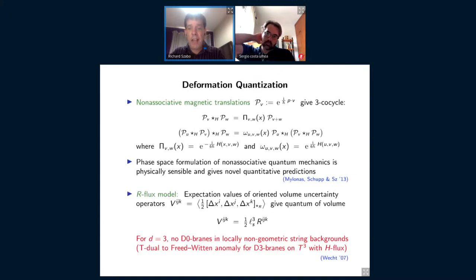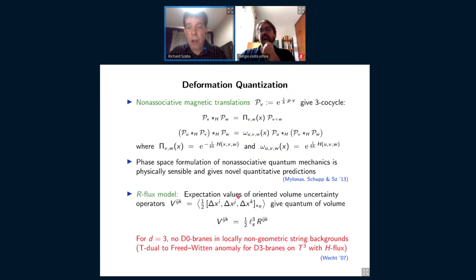Okay, so let's give you an example of one of the predictions it gives. Let's go back to this R-flux model we had for a minute. Remember, this is where I interchange the roles of position and momenta. So the non-associativity now is taking place in position space. And you might ask, there's a non-associative relation among three position coordinates. Does this lead to any type of physical consequence? And the answer is yes.